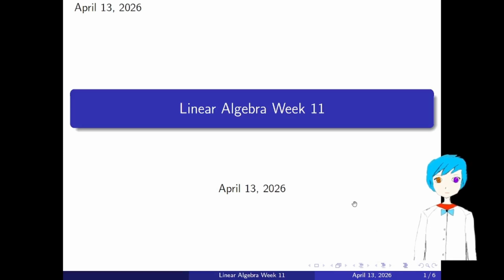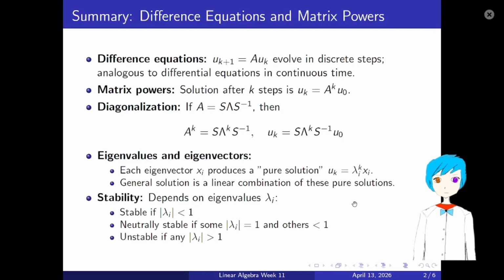Today we are going to do a review of our week 11 linear algebra course. In this course, we talk about the matrix power and difference equations. For the difference equation u_{k+1} = A u_k, the solution u_k can be written as A^k u_0, where A^k is a matrix power. Specifically, if A can be diagonalized, A = S Λ S^{-1}, then A^k is S Λ^k S^{-1}, and we can conveniently write down u_k as S Λ^k S^{-1} u_0.